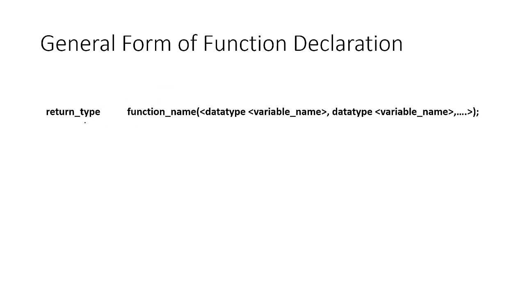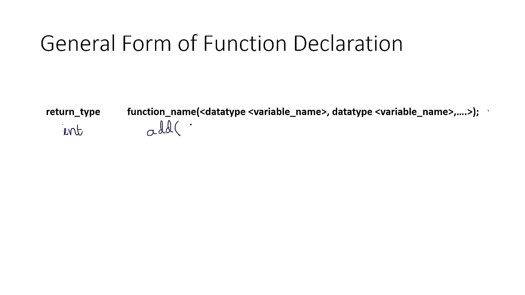So this is the general form of a function declaration. First, we need to mention the return type. In our case, it was integer. Then we are going to name the function. In our case, it was add. The function name will be followed by an opening parenthesis. Within that opening parenthesis, we are going to mention the input arguments. If the function is not taking any input argument, we do not need to mention anything. We can simply close the parenthesis. Then it will be followed by the semicolon symbol.